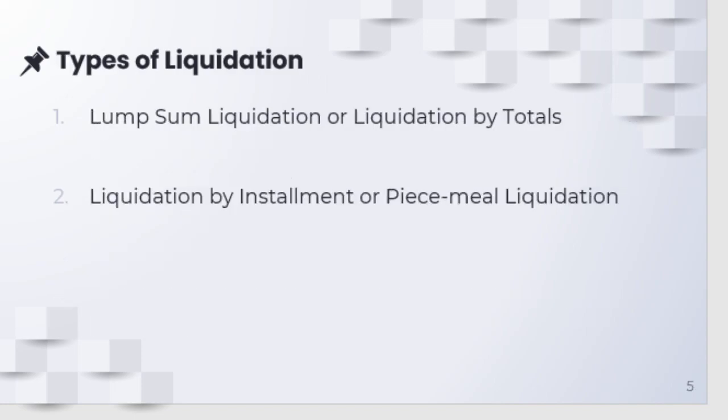Now, we have two types of liquidation. First is lump sum liquidation or liquidation by totals. And the other one is liquidation by installment or piecemeal liquidation. So, dito sa first type of liquidation natin, which is the lump sum liquidation, ibig sabihin dito, yung ating non-cash assets is dapat ma-convert muna siya lahat.